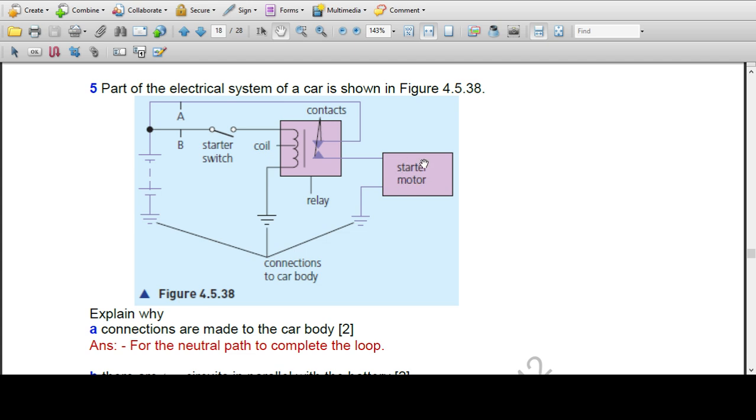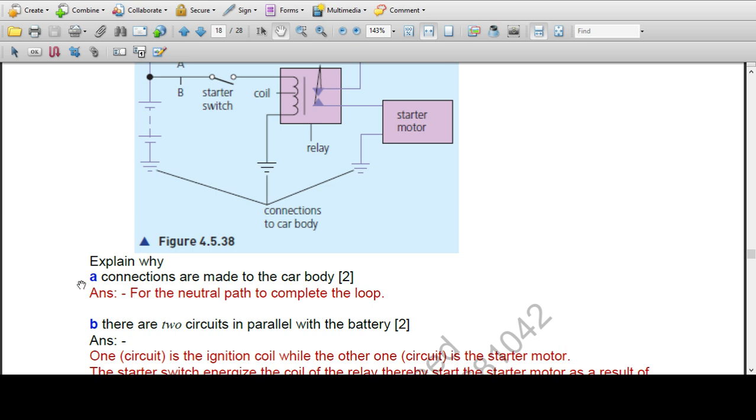Once the engine is cranked, then the engine electrical system starts the car, and afterward this starter switch is disconnected and the contact is open. Now the engine has ignited and it works. So this relay helps to start the motor, and the motor starts the engine of the car.